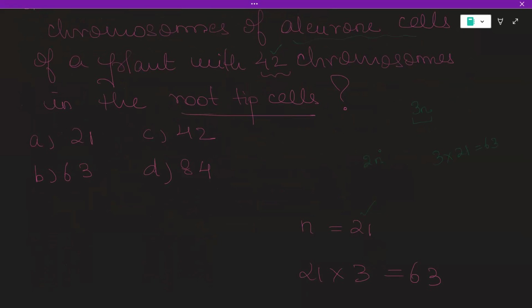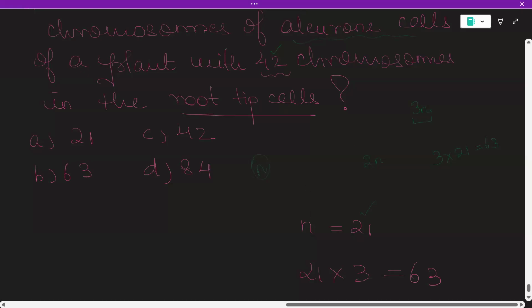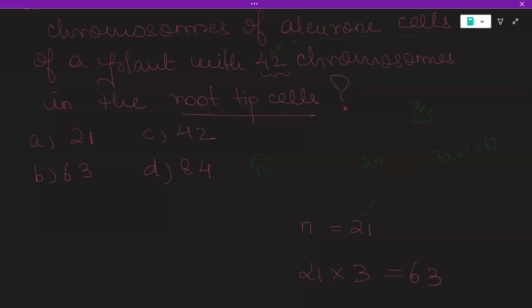Understood, everyone? They have given you the number of chromosomes in totality, 42. Half of 42 is the haploid number. And when you multiply that with 3N, you're going to get the number of chromosomes of the triploid cell. Is it clear to everyone? Yes, ma'am. Okay, very good.